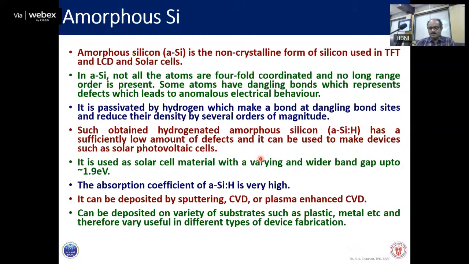It can be deposited by sputtering, CVD or plasma enhanced CVD, and can be deposited on a variety of substrates such as plastic and metals, and is therefore very useful in different types of device fabrication. When you want to deposit amorphous silicon, you can just sputter it, or use a thermal evaporator also. Thermal evaporation is slightly difficult because the temperature required is quite high to achieve, but it can be easily done by the sputtering process.